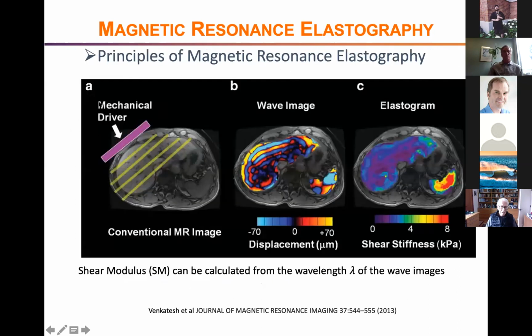So this mechanical driver transduces these sound waves, and then in MR you can acquire images which we call phase images, where we can get a pretty good assessment of the wave that's moving through the tissue. And from these images, you can go a step further, and you can calculate the shear stiffness in kilopascal. So that's called an elastogram.